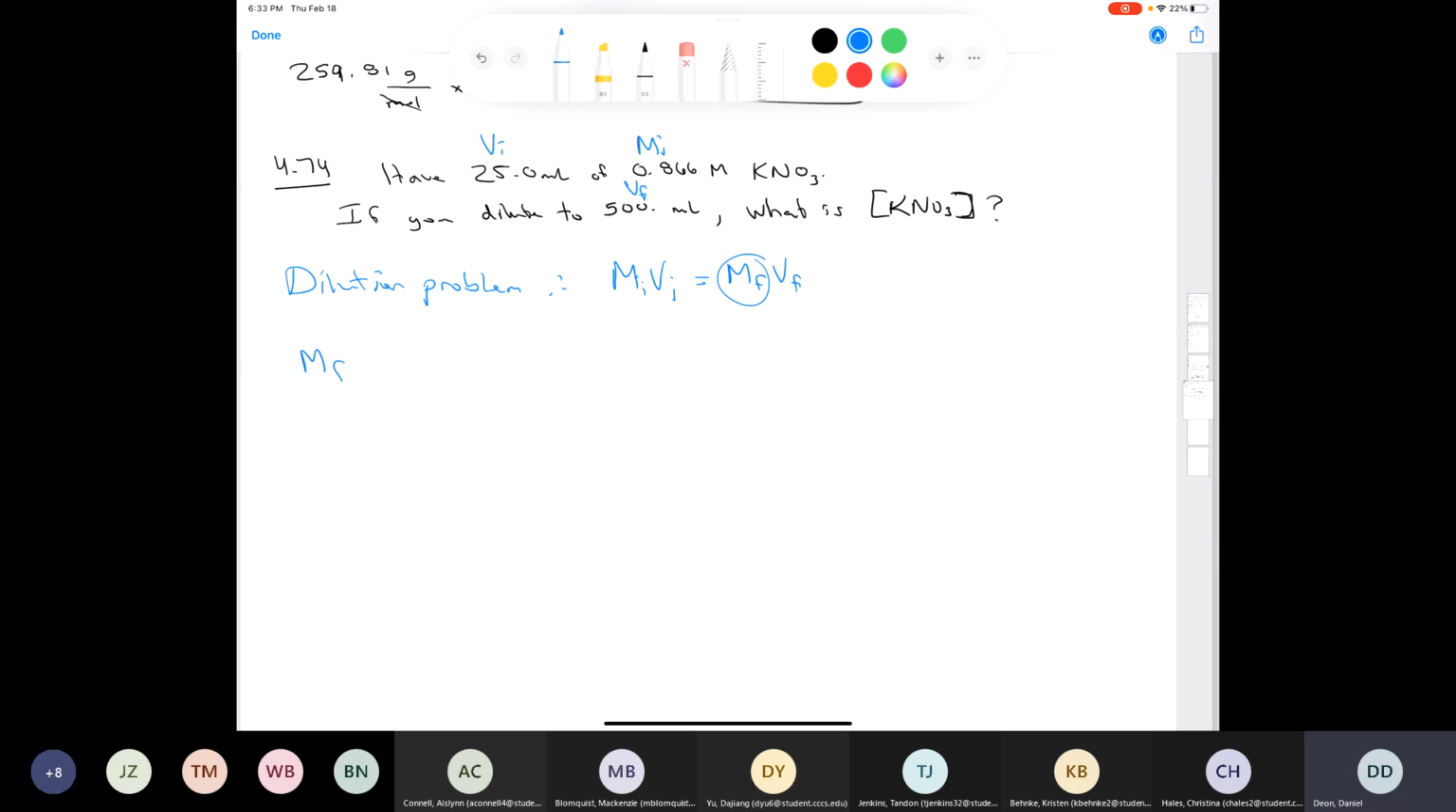Let's do that. So our final concentration or molarity is going to be equal to the initial volume times the initial molarity divided by the final volume. All we got to do is plug in some numbers, right? Nothing more than that. So we have 0.866 molar multiplied by our initial volume, which is 25.0 milliliters. Divide that by the final volume, which is 500 milliliters. Notice, and I went over this with you in the last lecture, you don't have to convert these to liters because they're going to cancel anyway.